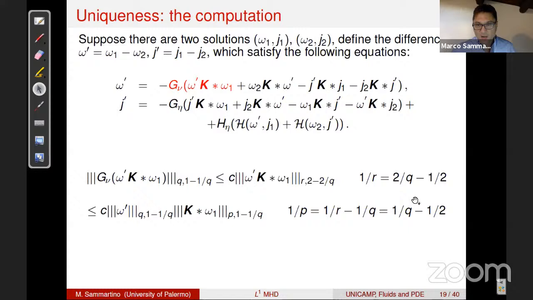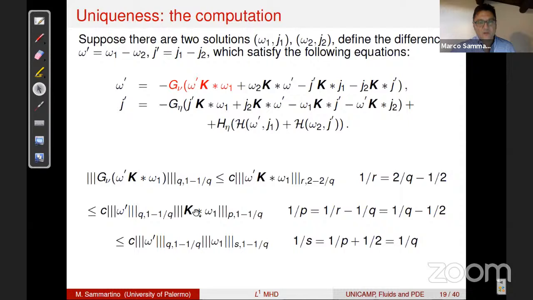Okay. And then we use the regularizing property of the Biot-Savart law to get some more regularity, this one and a half regularity in this term here. So P has been substituted by S, where S is more regular than P, meaning it is larger. So we use the regularizing property of the K to estimate the omega one in a stronger space. And given the choice we have made, it is equal to 1/Q. So in the end, we are back to the space Q, 1 − 1/Q.